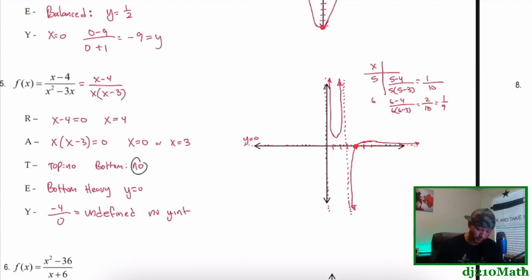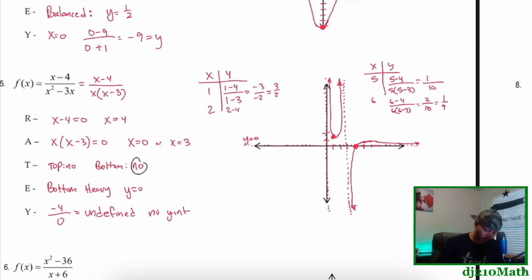So if I pick 1, right, let's just let x equal 1. What's y have to be? So y is going to be 1 minus 4 over 1 minus 3. So this is going to be negative 3 over negative 2, which is basically positive 3/2. So 1.5. So at 1, it's 1.5. What's it going to be at 2?